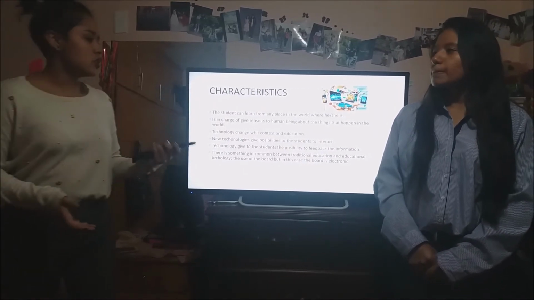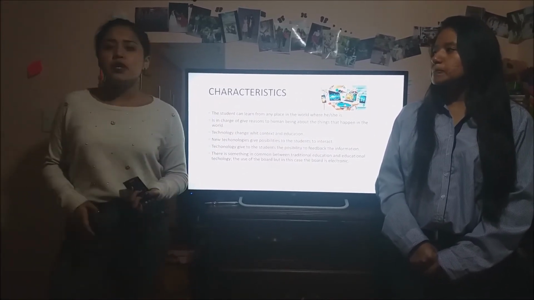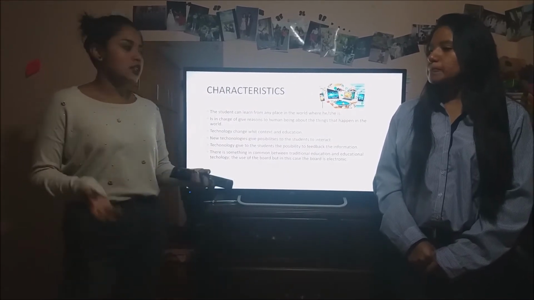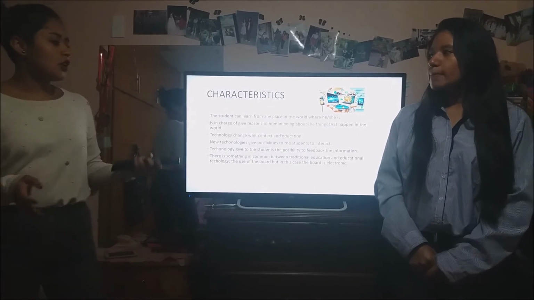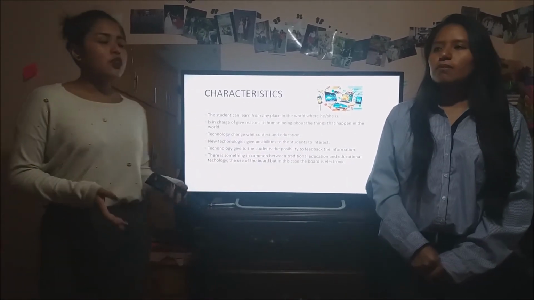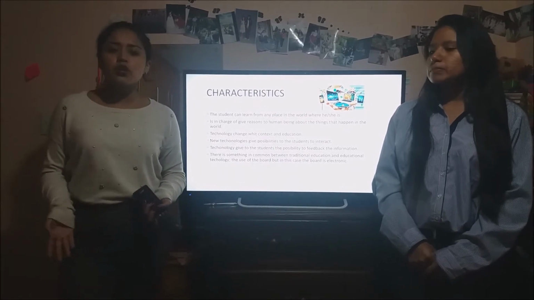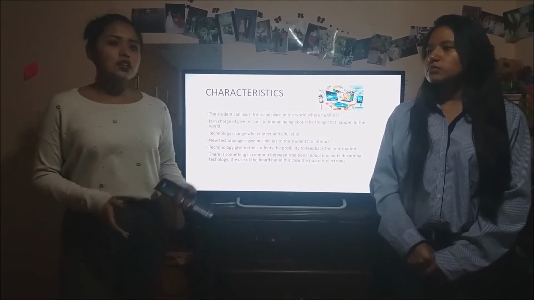Technology gives the students the possibility to get feedback on the information. It could be with the many web pages that the internet has. And there is something in common between traditional education and educational technology. This is the use of the board, but in this case the board is electronic.